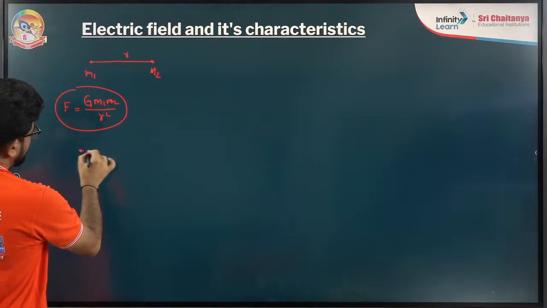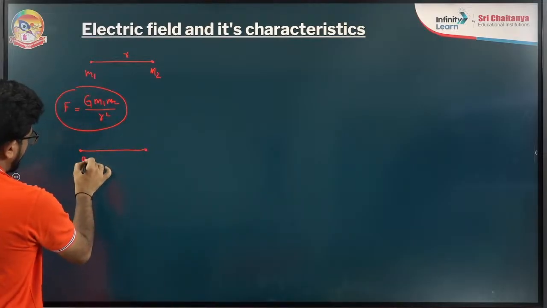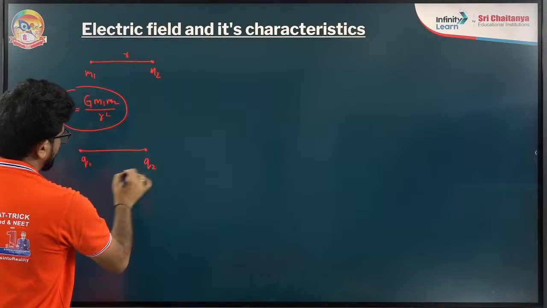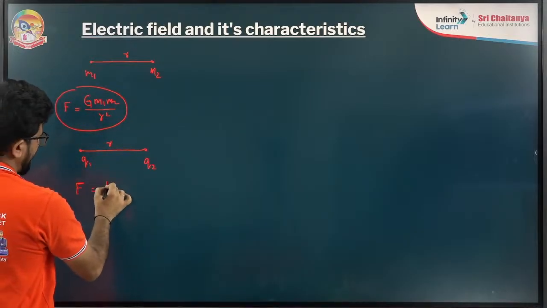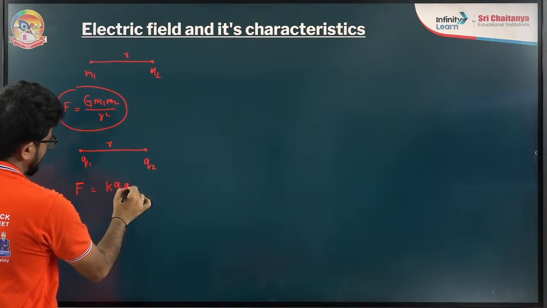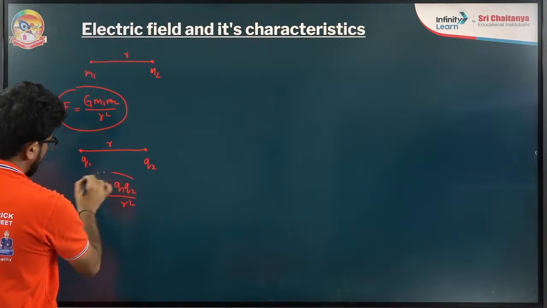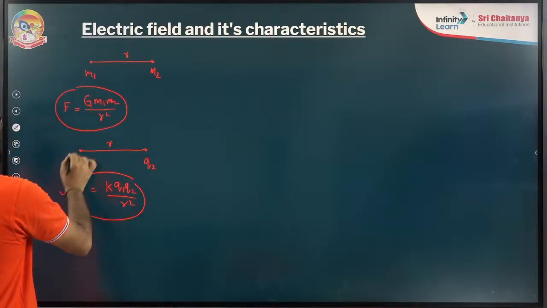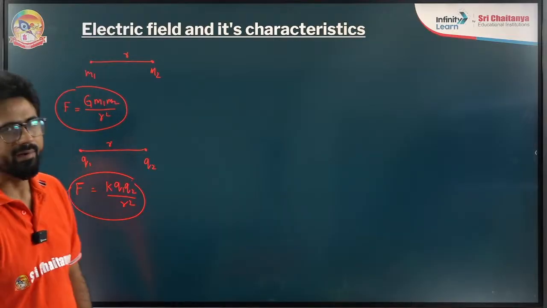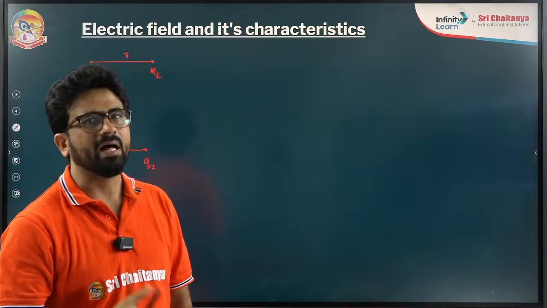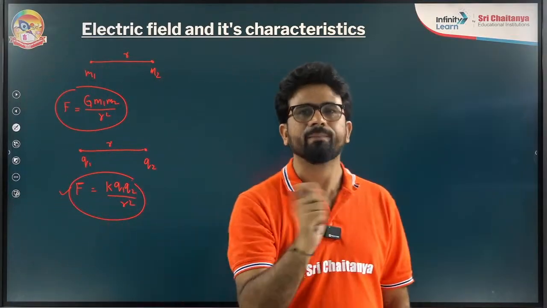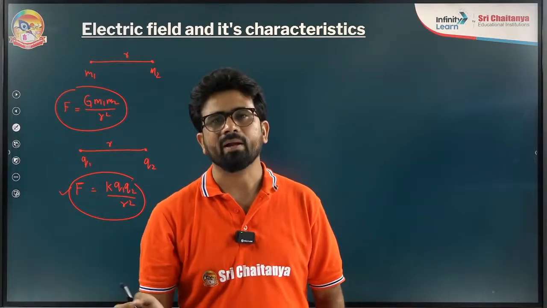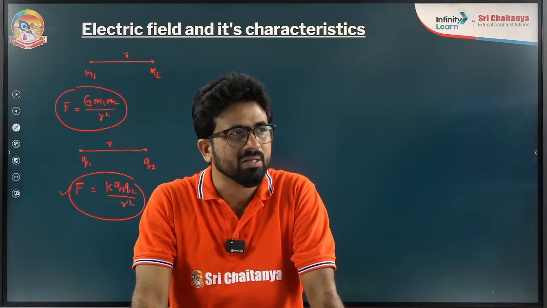Similarly, we saw Coulomb's law at the start of this chapter. There are charges q1 and q2 with separation r. The force is k q1 q2 by r square. This is also a force. But these two point charges are not in contact. Still they are able to apply force on each other.